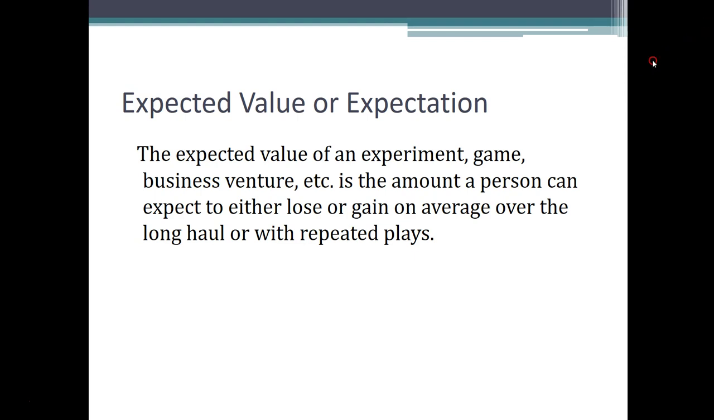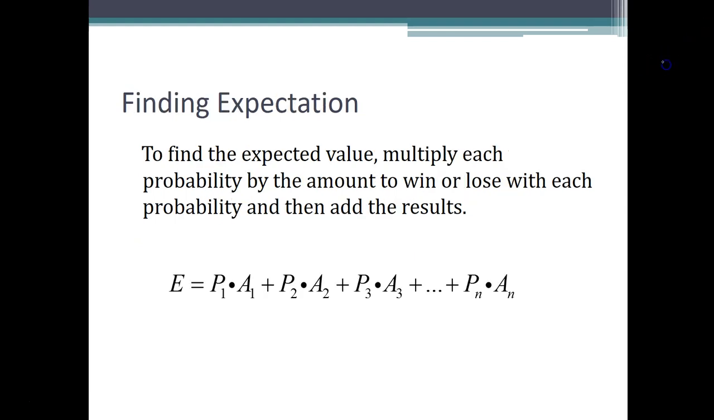Okay, so how is expected value, also called expectation, found? It's a basic formula. The formula looks long and complicated here, but what it's saying is whatever your possible outcomes are to the situation, you take each outcome, you take the probability of it occurring times the amount you stand to gain or lose. If you expect to gain, then it's positive. If you stand to lose, then it's negative.